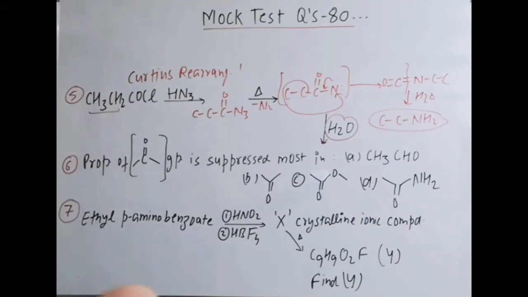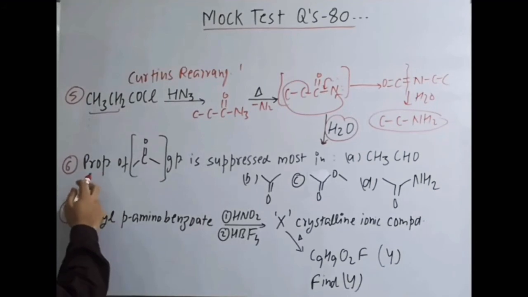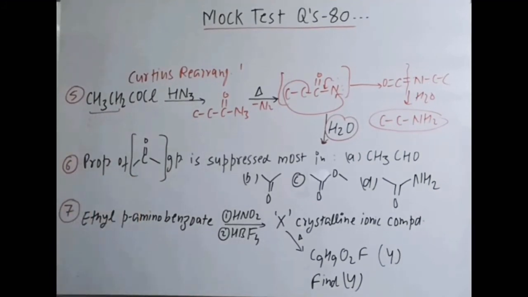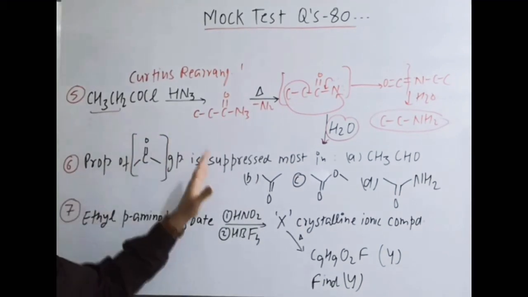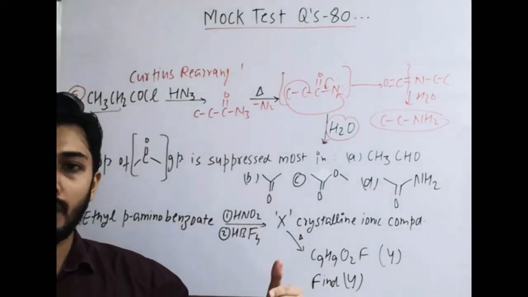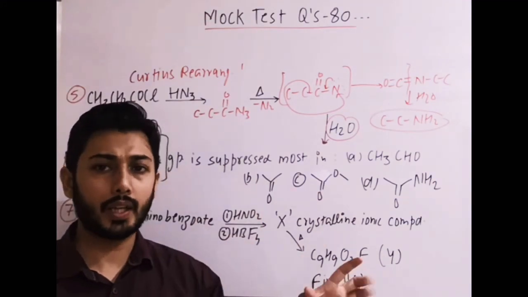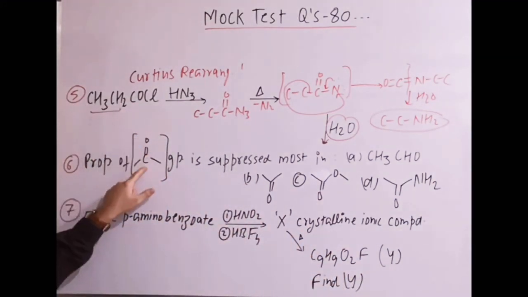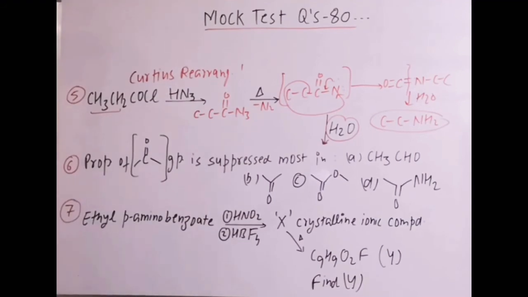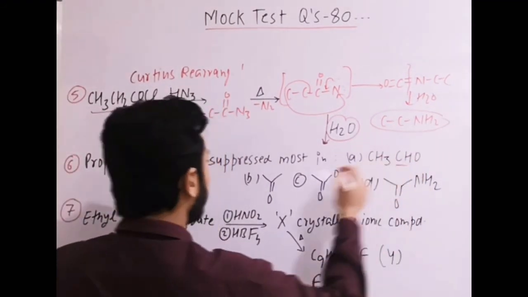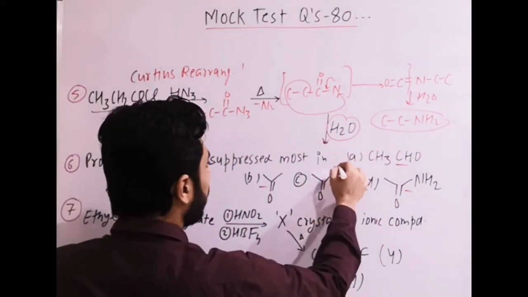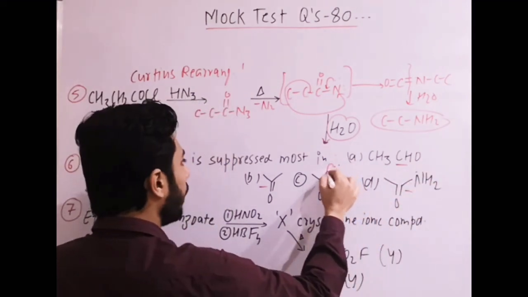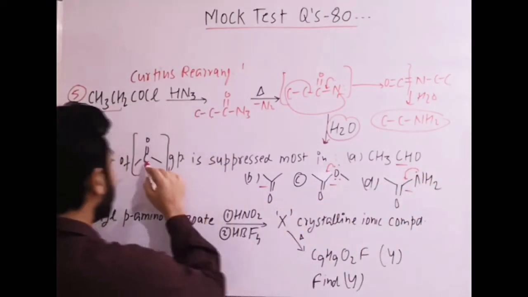Then the next question is, the properties of the C double bond O group are suppressed most in which of these compounds? So we know the characteristic reaction of C double bond O is nucleophilic addition. That means the nucleophile will attack the carbonyl carbon, O minus forms, and the carbon becomes electron deficient. Now if you see the options, aldehyde, ketone, ester, amide. By seeing the options we can easily understand that whenever these derivatives are there, their lone pair will decrease the positive charge on the carbon.